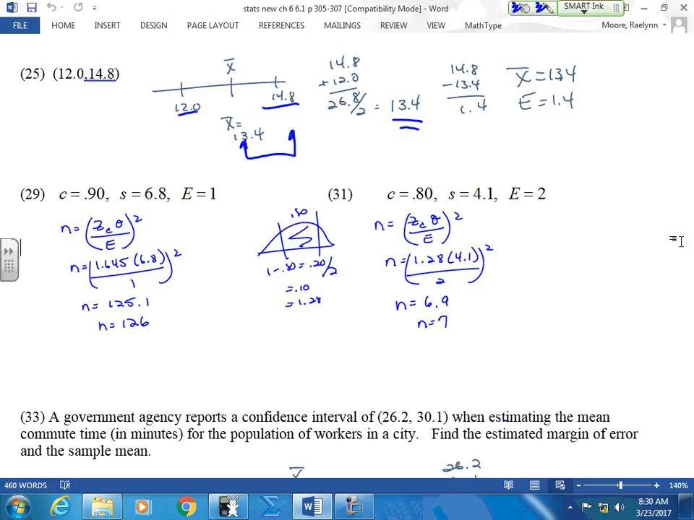Just subtract. If you subtract the other way and it's negative, just make it positive. That was a good thinking problem. Sample size. Be careful on your sample size.